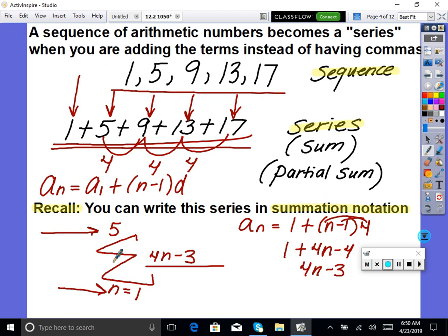Now that's not anything different than this. They're the exact same thing. It's writing it one way versus writing it another way.